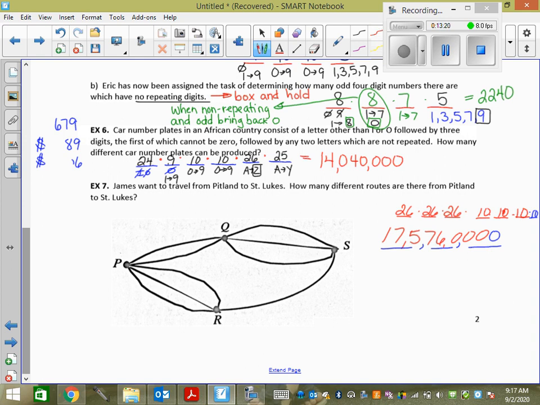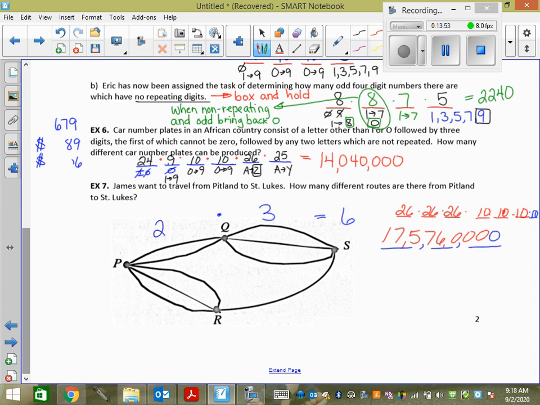So we're going to look at example 7. James wants to travel from Pitland to St. Luke's. How many different routes are there from Pitland to St. Luke's if you pass through Q or R? So we can use the fundamental counting principle because we can say how many paths from P to Q? How many different options? 2. And how many different options from Q to S? 3. So we actually have 6, right?